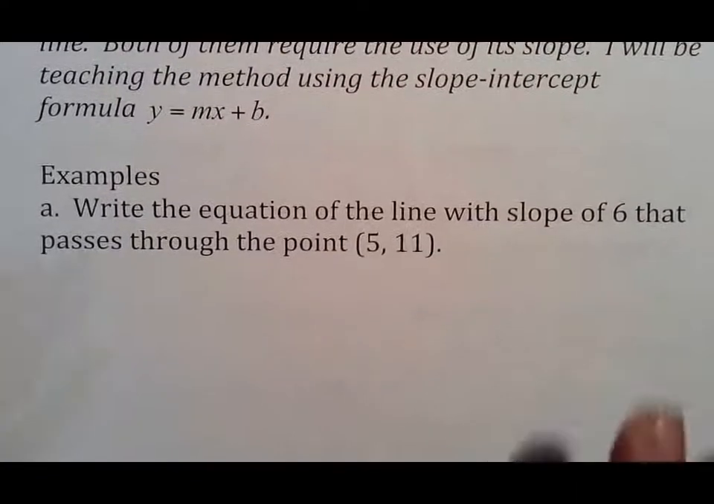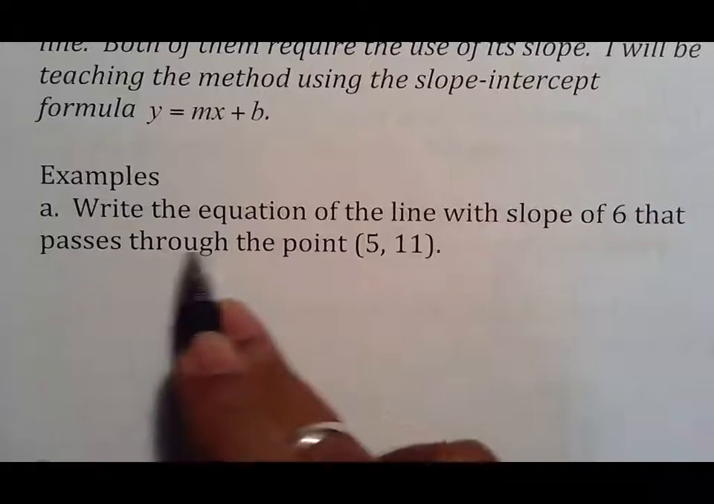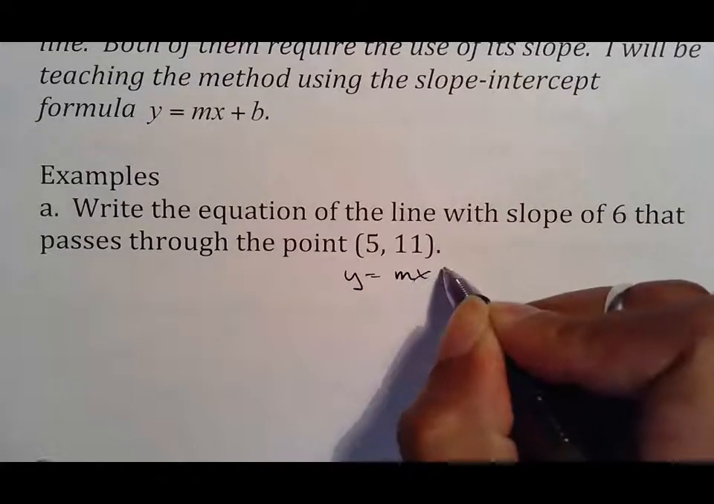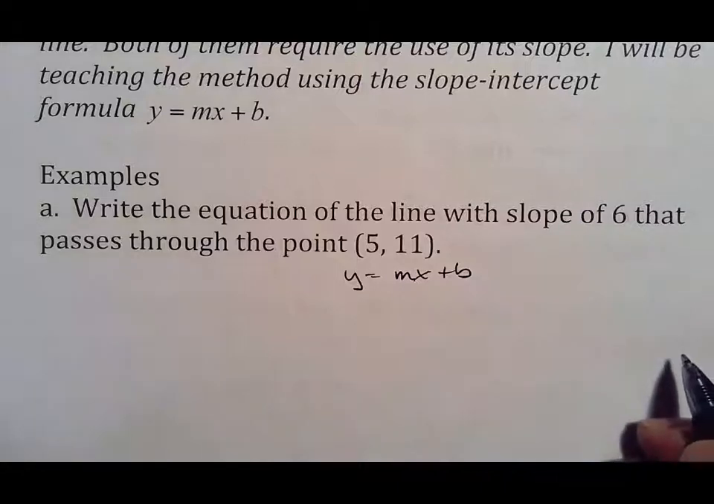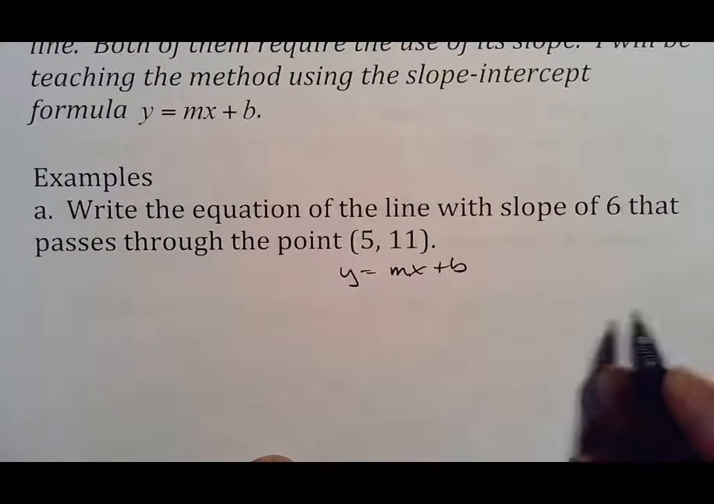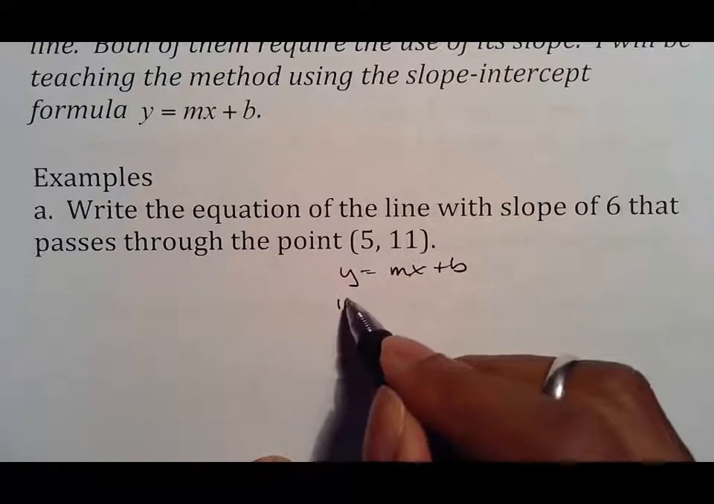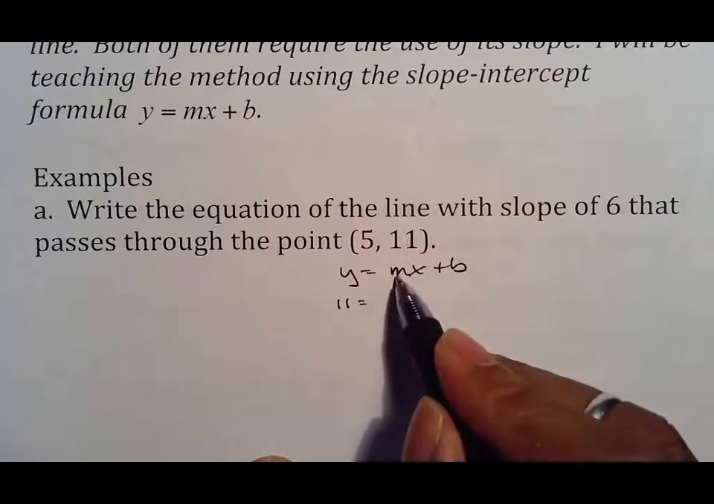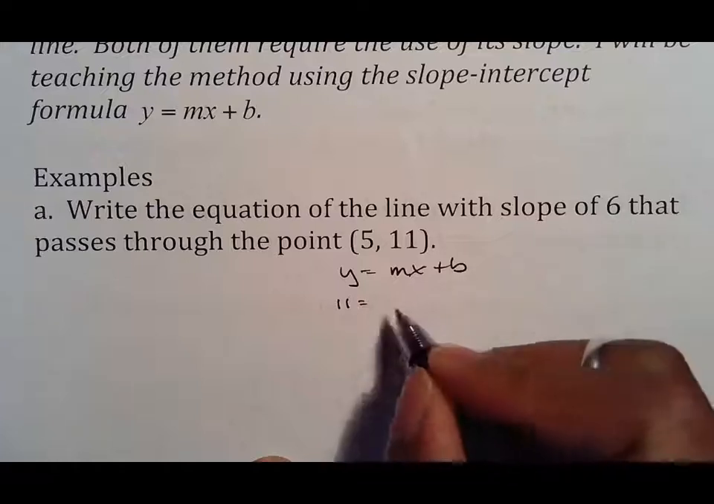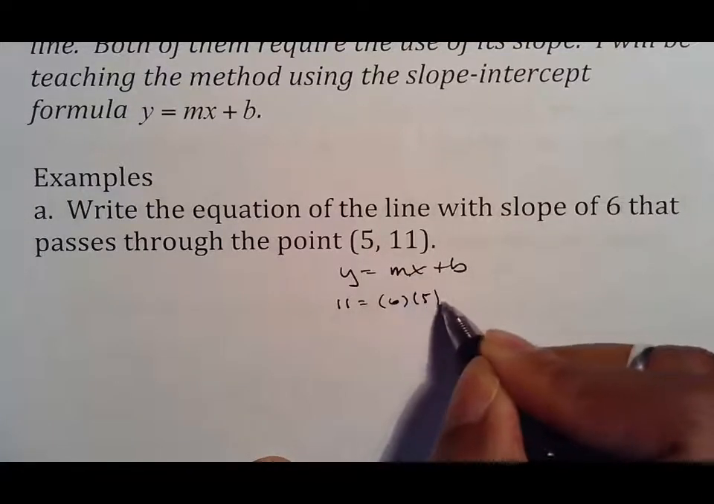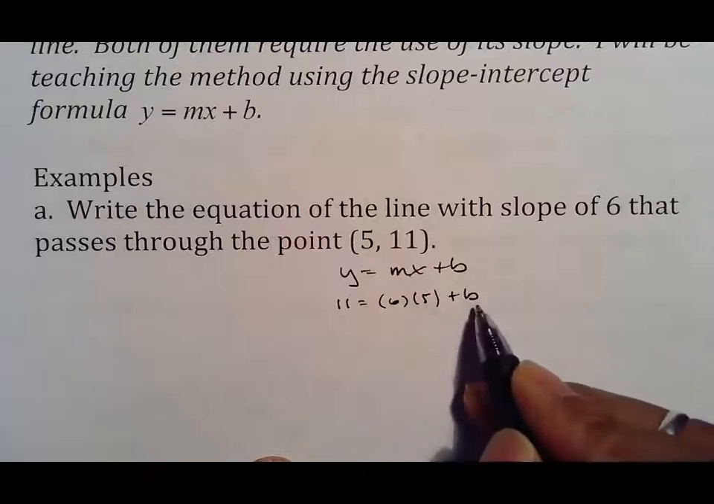So here's what I do. If it says write the equation of a line, and they want the equation of a line in slope-intercept form, I write y equals mx plus b. I then plug in what I know. Do I have a y? Yep, it's right here. Remember, it's x comma y, so I would put 11 in for y. Do I have an m, which means slope? Yep, slope of 6, which means I put a 6 here. Do I have an x? Yep, it's 5. I just don't have a b, and that's what I'm looking for.